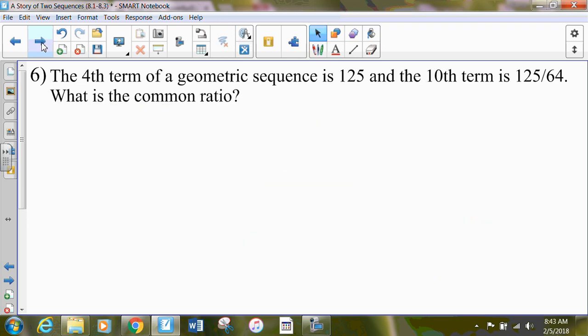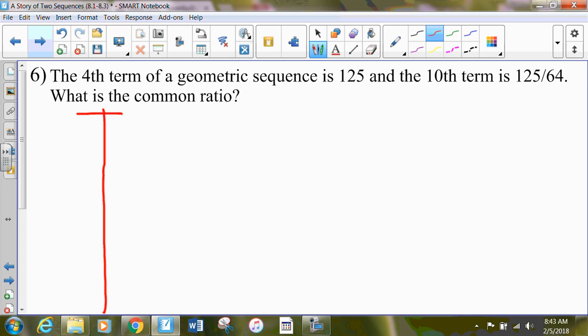All right, the fourth term of a geometric sequence is 125, and the 10th term is 125 over 64. We can tell right away that our r is fractional, and that this is a decreasing sequence. And so what we're going to do is we're going to turn to our table to get a visual of how to set up this equation.